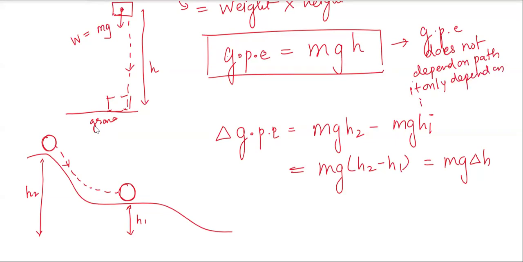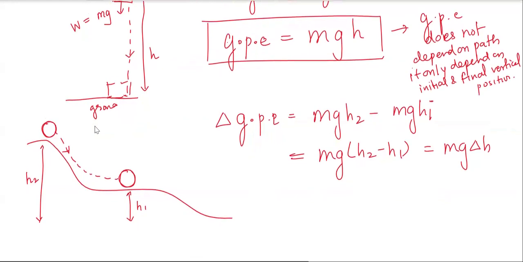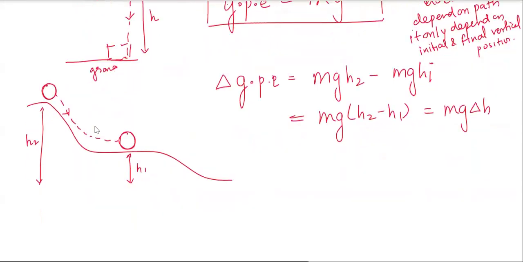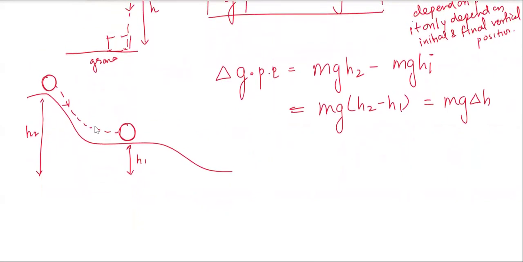Depend on initial and final vertical positions. So that's very important. Regardless of what path it takes to reach that point, it depends only upon the height. Now another thing we need to notice is another kind of energy that we call kinetic energy.